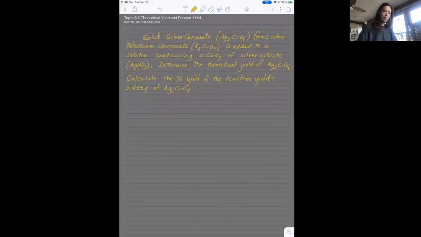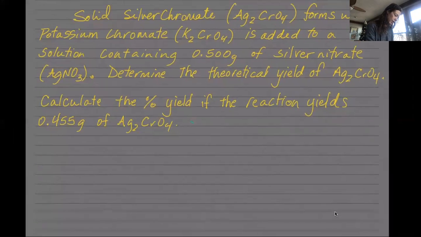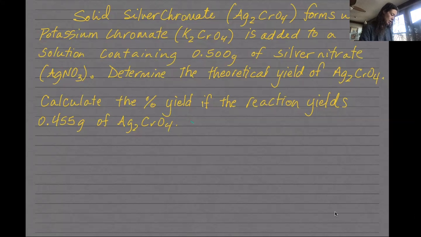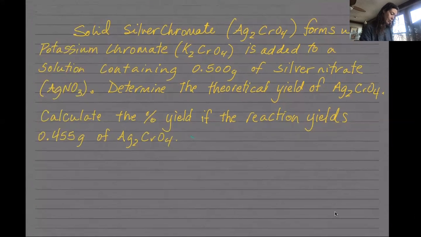Okay, let's go. Let me share my screen here. All right. So I've got here my practice problem, and I have provided you with the practice problem so that you would not need to write it all down. Let us read this problem. Solid silver chromate forms. Okay, so that tells me it is a product, right? When potassium chromate is added to a solution containing 0.500 grams of silver nitrate.